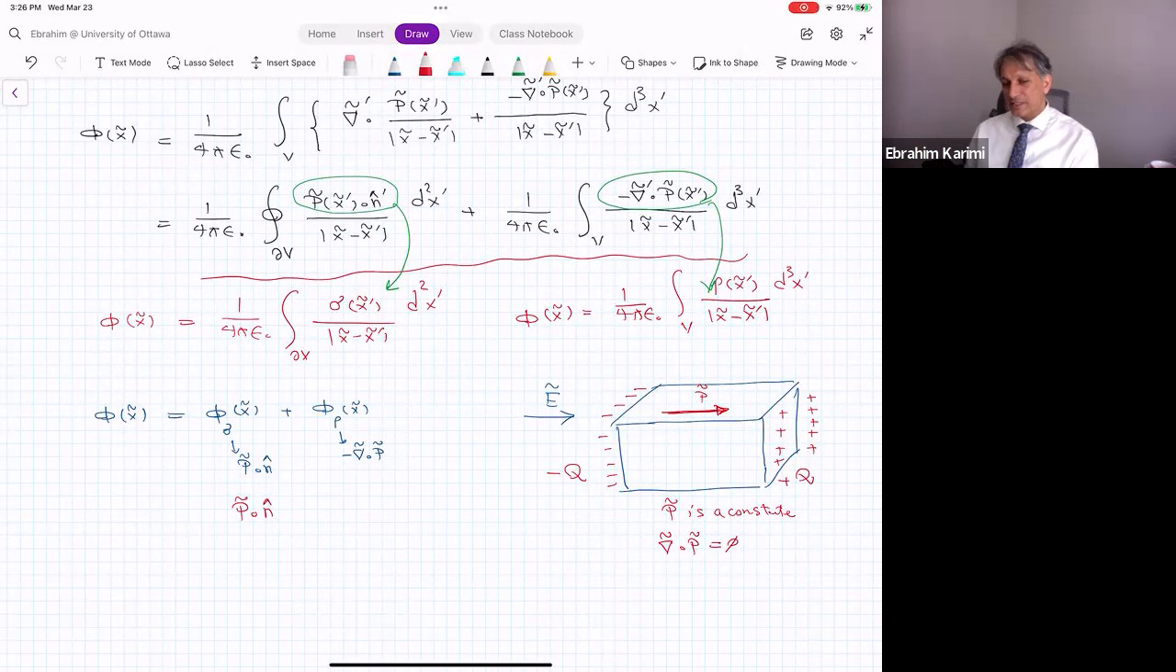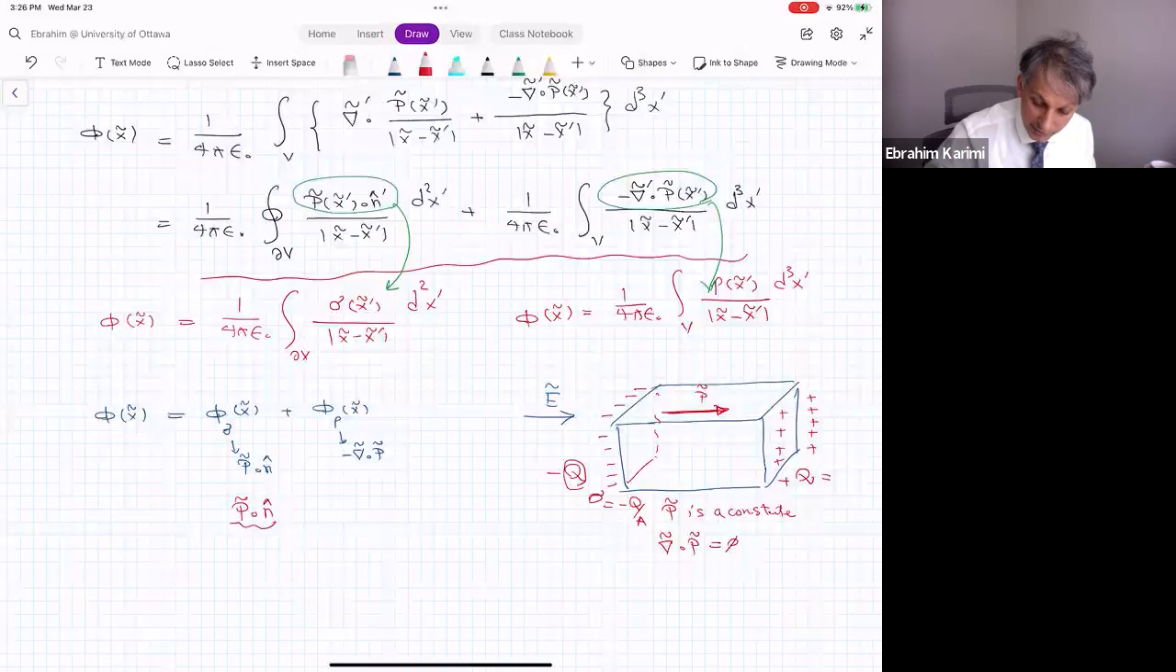So what happens essentially is that P dot n will give you two charge distributions. If the total charge moving to the surface is Q, then here the charge distribution will be minus Q divided by A, which is the surface that you have. And here, sigma will be Q divided by A.